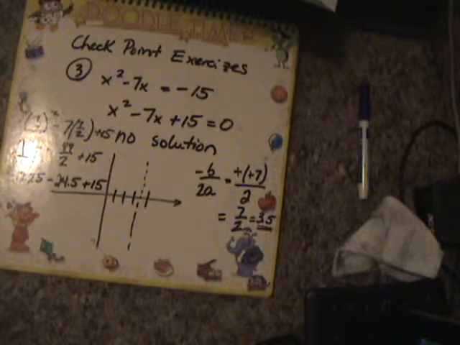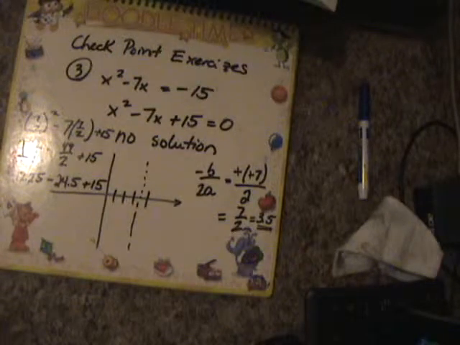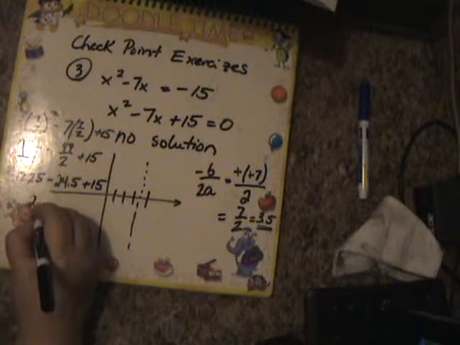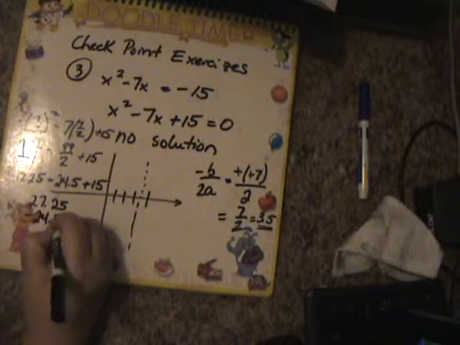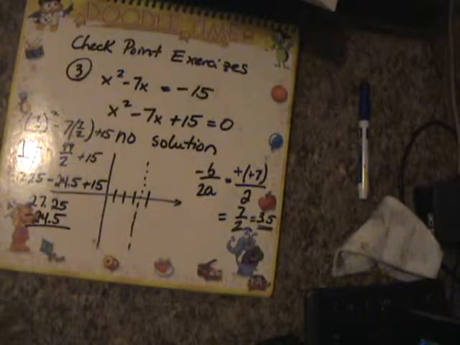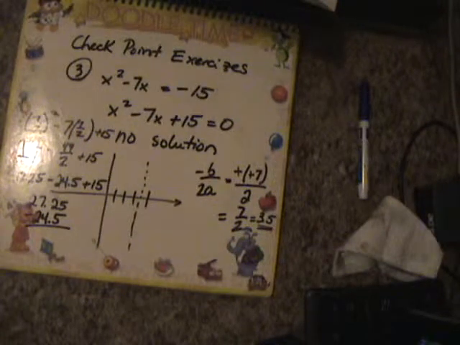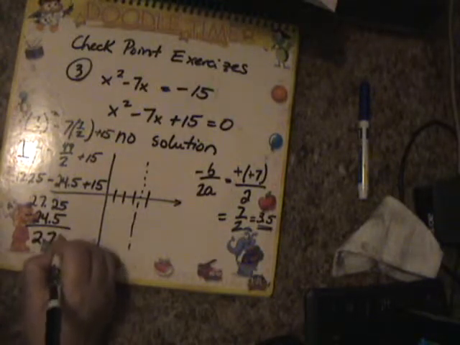So I'm going to do 12.25 plus 15. I get 27.25 minus 24.5. So I'm going to get 2.75.